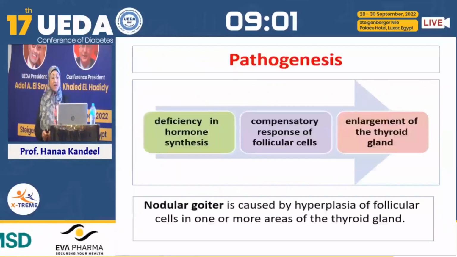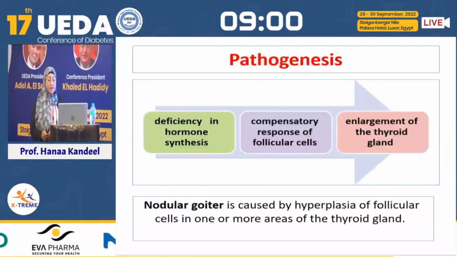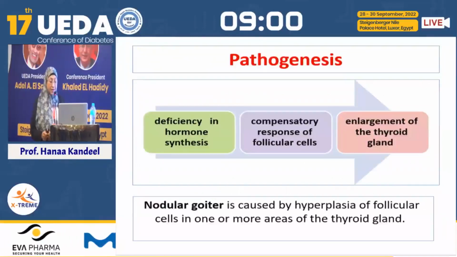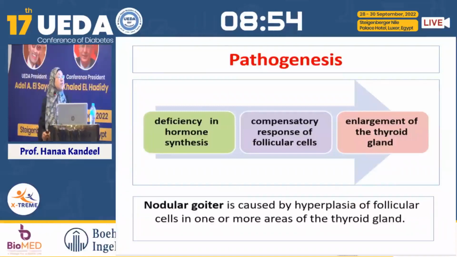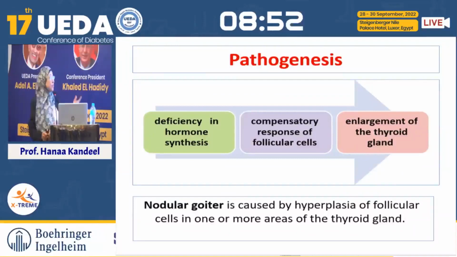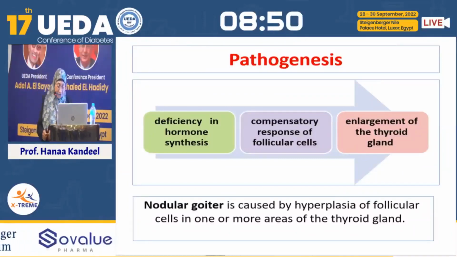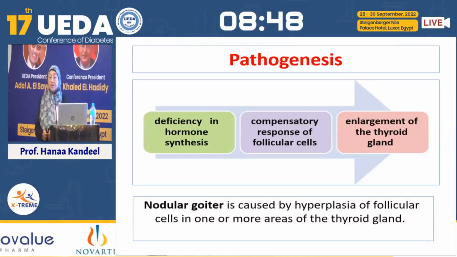Regarding the pathogenesis, deficient hormone leads to an inflammatory response of the follicular cells and enlargement of the thyroid gland, and usually gives multinodular goiter with hyperplasia of the follicular cells.